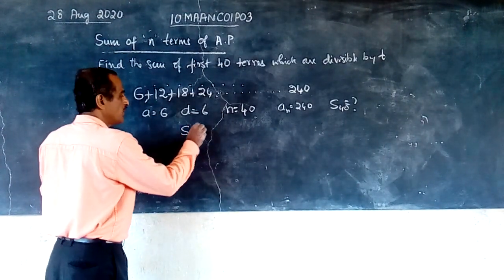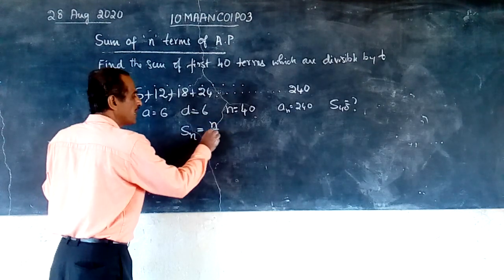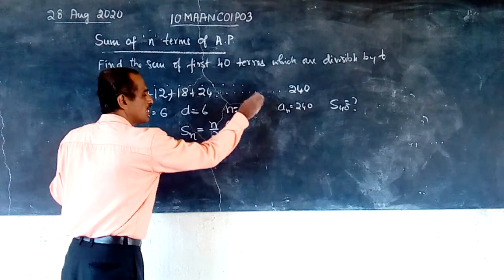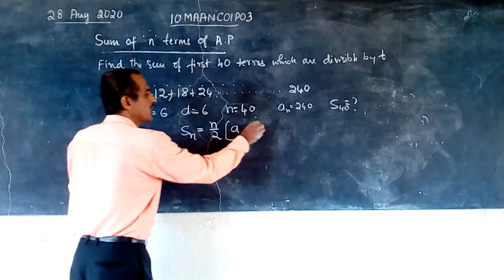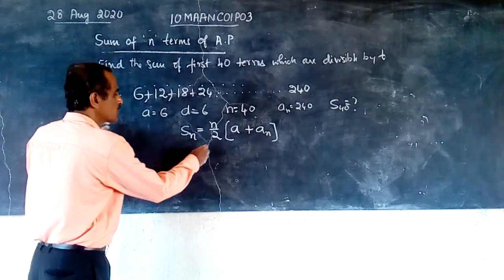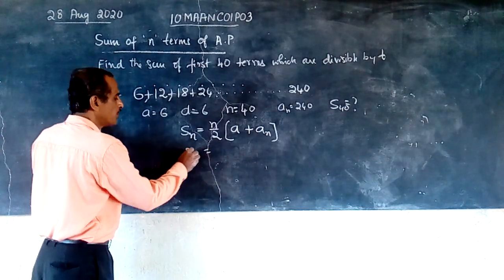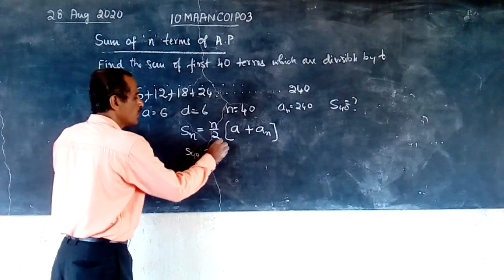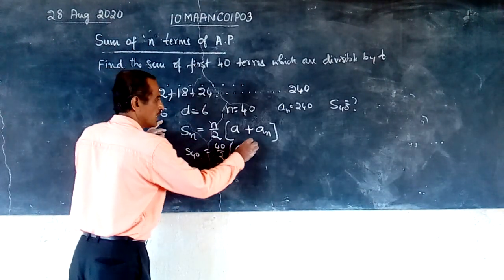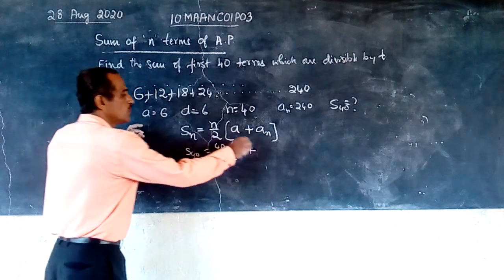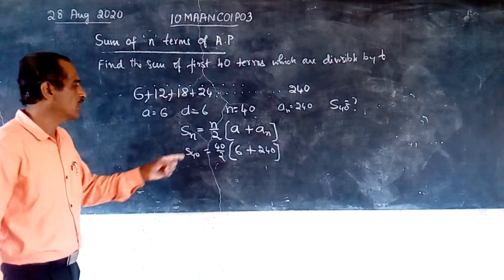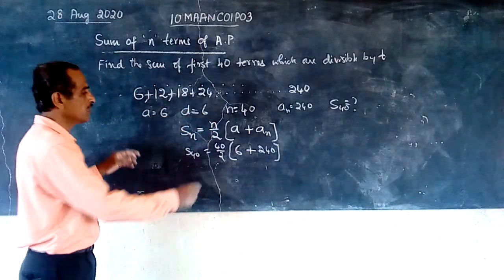See, Sn is equal to n by 2 into a plus l. You know n, and the last term is also given. I told you three formulas, so this formula you can use. What is S40? S40 is equal to 40 by 2 into a, which is 6, plus the last term, 240. Very easy.